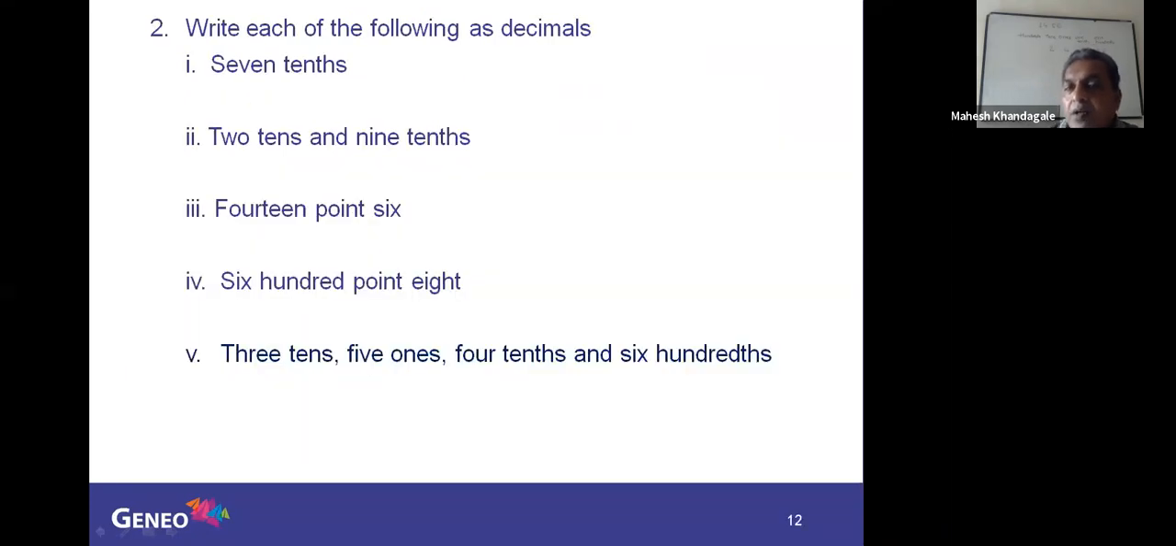Now write each of the following as decimals. Actually, you should solve by yourself also and check the answer. In that way, you will understand better and you can practice well also. So how can 7/10 be written? Post your answer by using the Q&A button. Click the Q&A button, write your answer and enter it. Please try it.